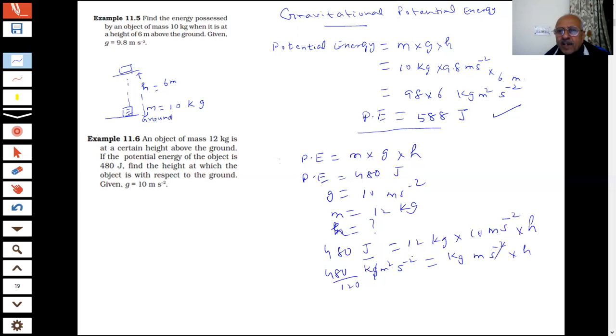Cancel second inverse, 1 meter cancel. So you are left with H is equal to 4 meter, which is the correct answer. Thank you very much for helping me solve the question, students. One request to the students is that you always put all the units. They will help us a lot.